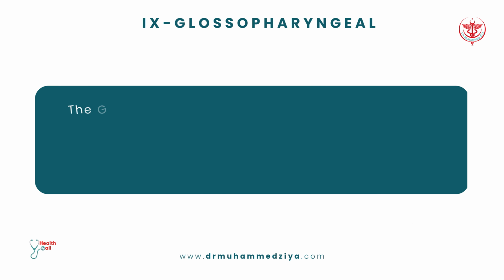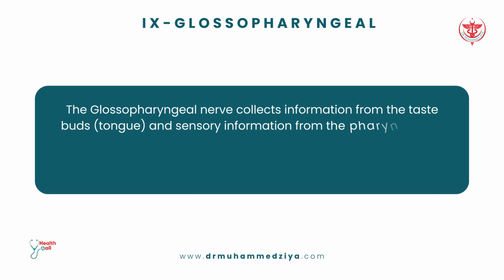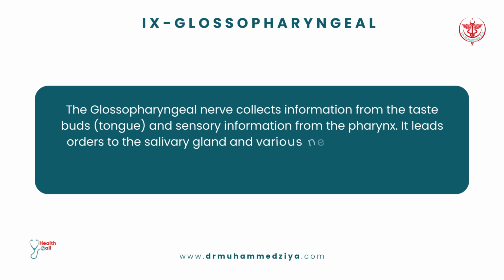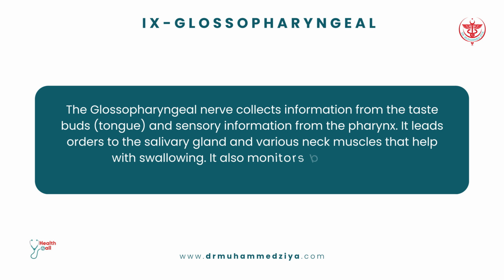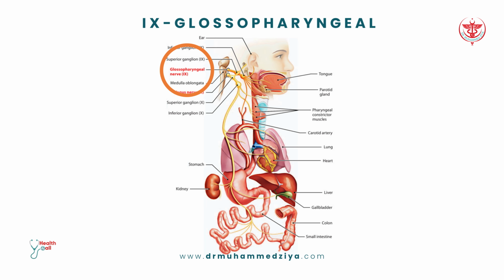9. Glossopharyngeal. The glossopharyngeal nerve collects information from the taste buds, tongue, and sensory information from the pharynx. It leads orders to the salivary gland and various neck muscles that help with swallowing. It also monitors blood pressure.